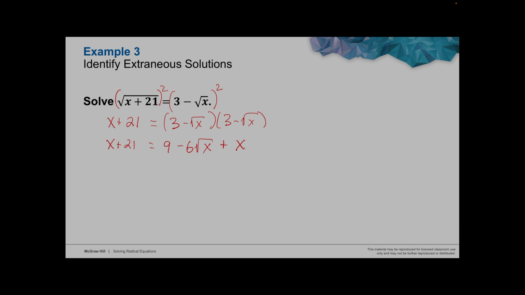Now what do you think I should do? We still have a radical, but now we only have one radical. So what should we do? Get it alone. So now we're going to isolate the radical, which is right there. So we're going to subtract x, and you're going to say, oh, thank you for doing this. So we subtract x, subtract 9. We're trying to get a radical all alone. So x minus x is nothing. 21 minus 9 is 12. So 12 is equal to negative 6 times radical x.